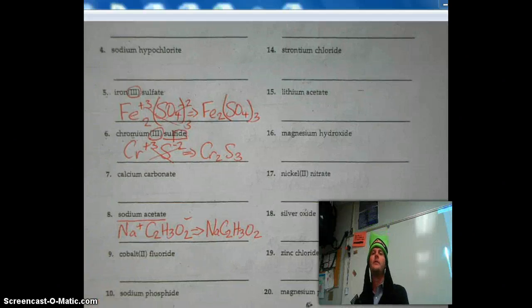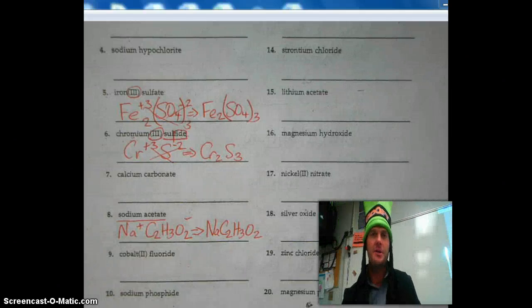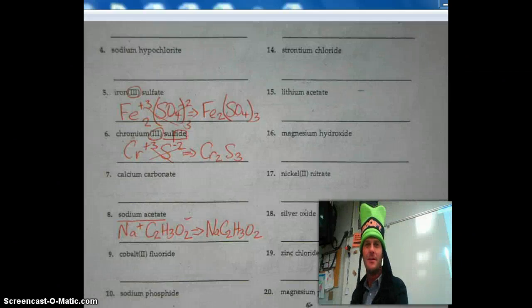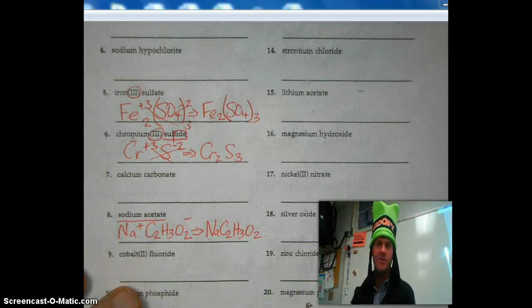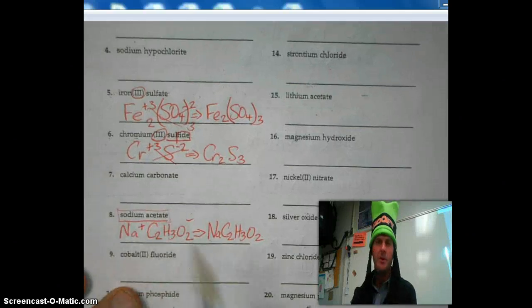Do you guys know what this spells? Yep, that's right. Nacho. Do you know what cheese is not yours? Nachos. So what kind of cheese is not yours? You can either say nacho or sodium acetate.